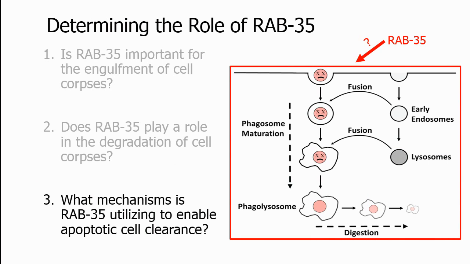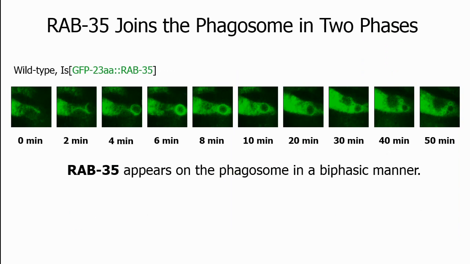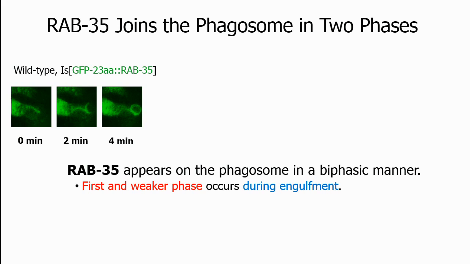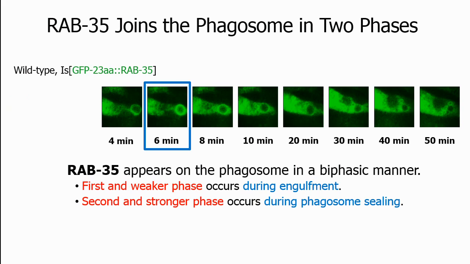So finally, we'll just briefly talk about the mechanisms that RAB-35 is using to enable apoptotic cell clearance. RAB-35 actually joins the phagosome in two phases. The first and weaker phase occurs during engulfment. It's basically because RAB-35 co-localizes with the plasma membrane, so you can see it staining the growing pseudopods. And then immediately after engulfment, you see a second and stronger phase right around the time of phagosome sealing.